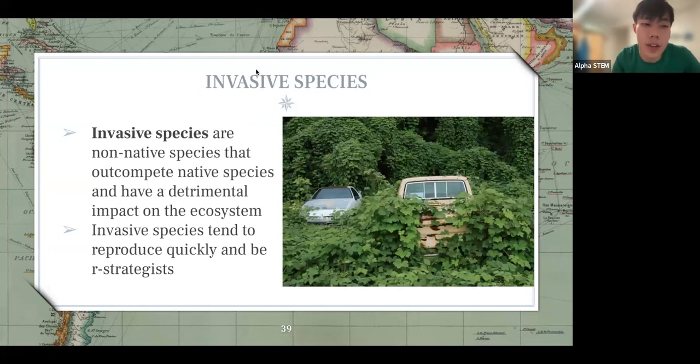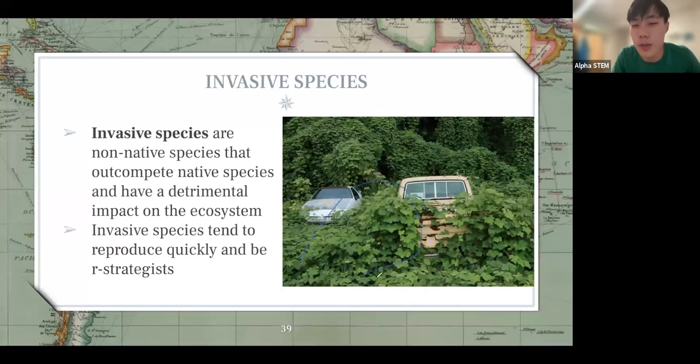Invasive species are non-native species that outcompete native species and have a detrimental impact on the ecosystem. Invasive species tend to reproduce quickly and be r-strategists, but one of the special reasons why they are so successful in their new ecosystem is that they don't have any predators. So if you introduce a species with no predators to a new ecosystem, it doesn't have anything to keep it in check, and it will just continue reproducing and outcompete all the native species.